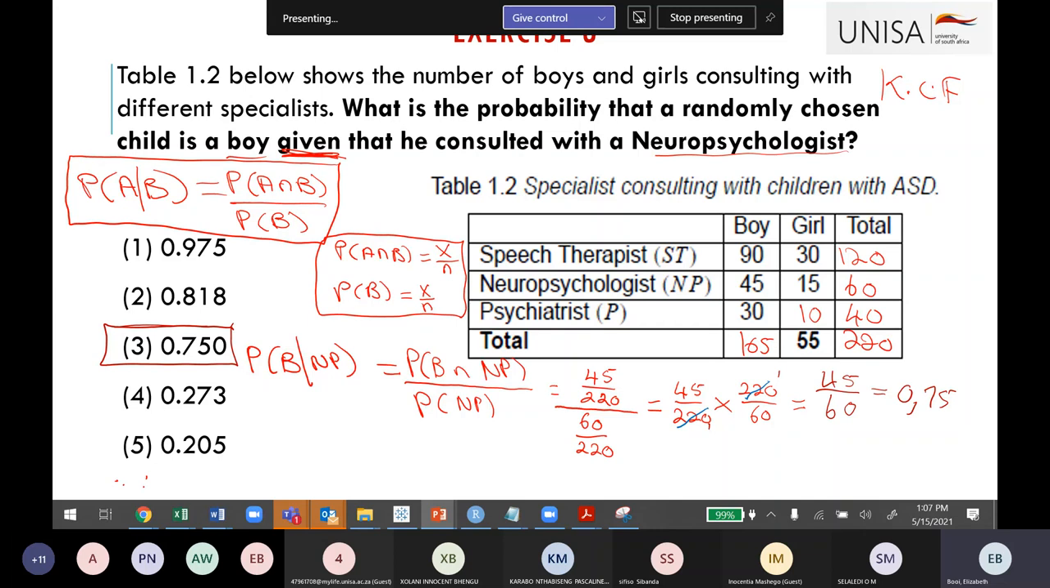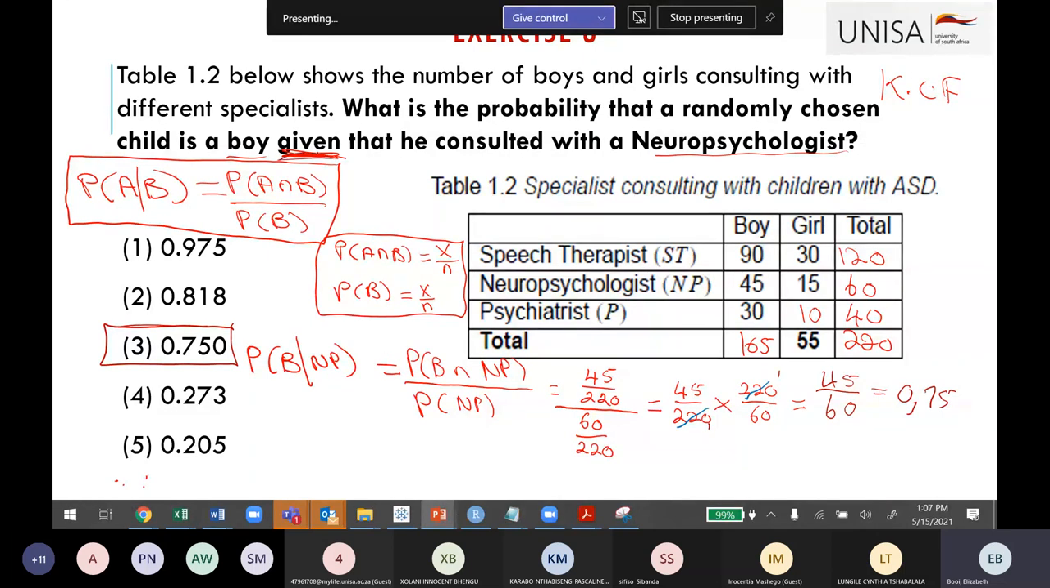Miss Liz? Yes? So when you calculate this, because it says boy given neuropsychologist, is that how you write it? Then that's how you will calculate it. If it's swapped around, it means you're looking for the boy instead of the neuropsychologist. So if the question was, is the child consulted a neuropsychologist given that he's a boy, then you will start with neuropsychologist on this side and then a boy as a given.